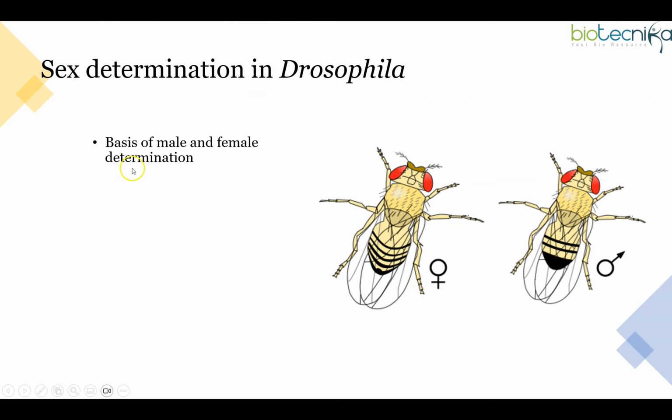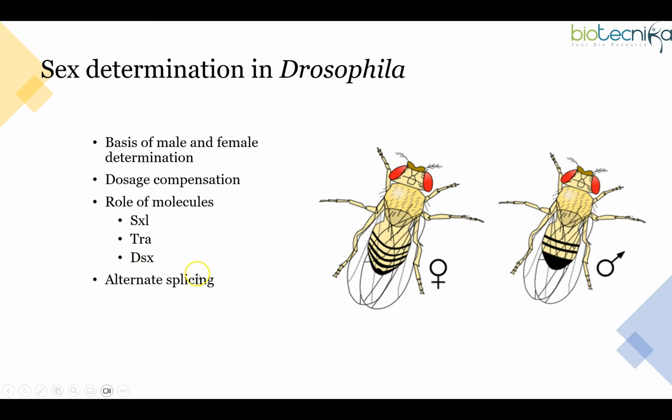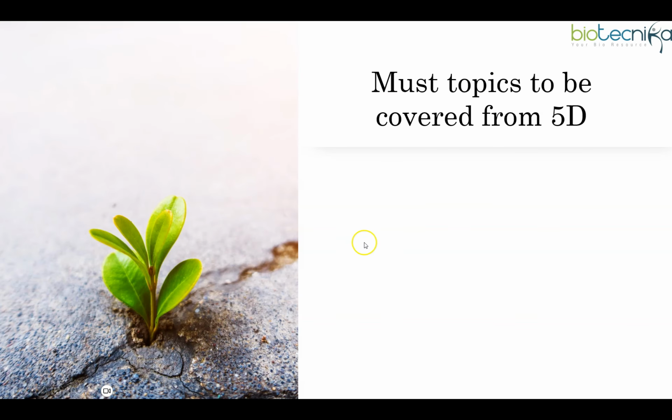Sex determination, basis of male and female determination, how it happens in mammals, comparison to that how it happens in Drosophila. Dosage compensation and role of molecules such as sex lethal, transformer and double sex. All these molecules' roles you must be aware of. Also alternate splicing, because that is what affects the male and female sex determination in Drosophila.